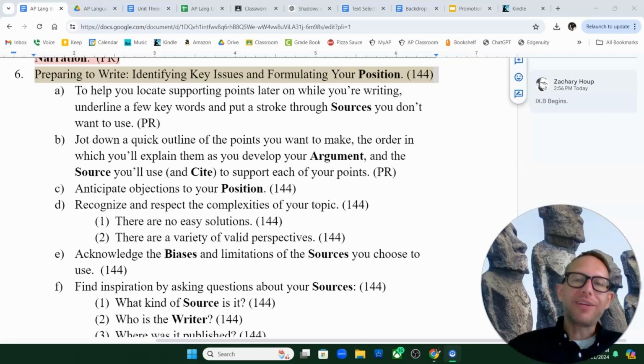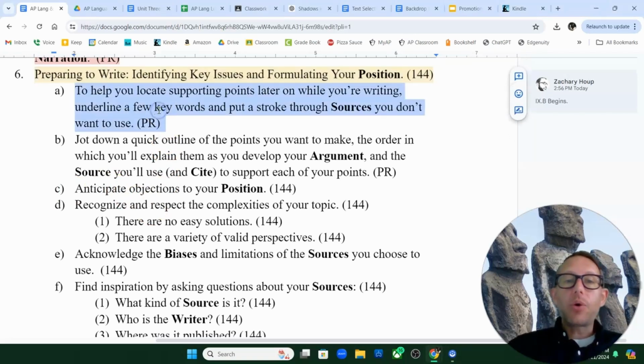Okay, so preparing to write the synthesis essay for the AP Lang test. So let's start off here, of course. To help you locate supporting points later on while you're writing, underline a few key words and put a stroke through sources you don't want to use. This isn't a bad idea, okay? Now, obviously, in whatever way you need to or can, don't make any markings on the test that you're not allowed to make on the test, of course.